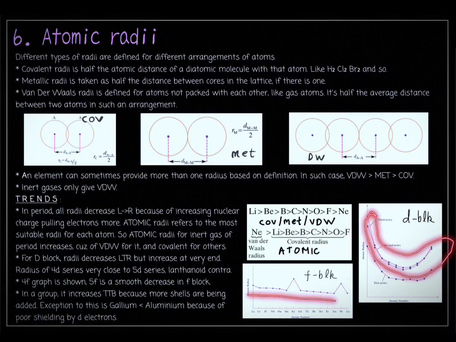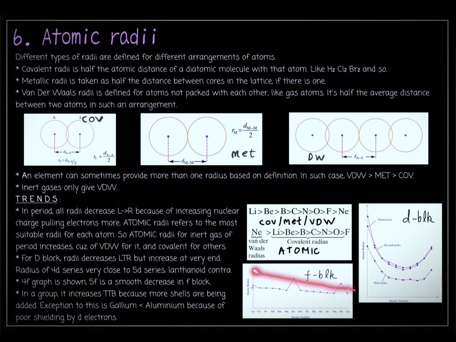This is the graph of F block. 4F graph is shown, 5F is a smooth decrease. Like if you were to draw the graph of actinoids, it would go straight down like this. But 4F has two exceptions because of half and fully filled F orbitals. And in a group, it increases top to bottom because more shells are being added.